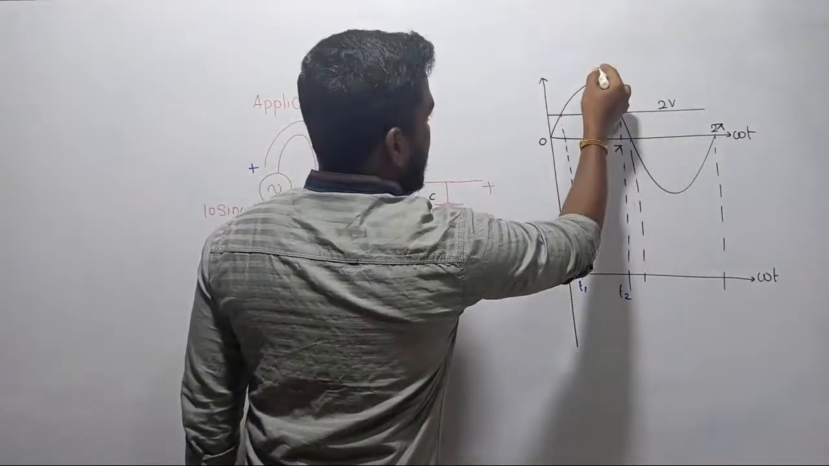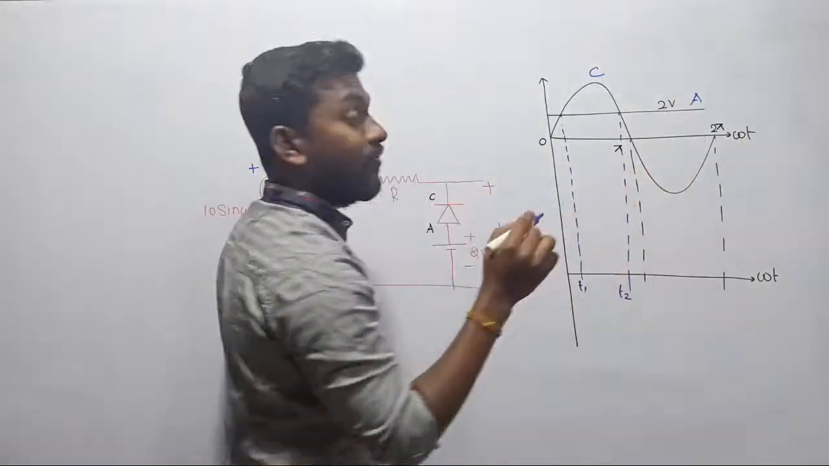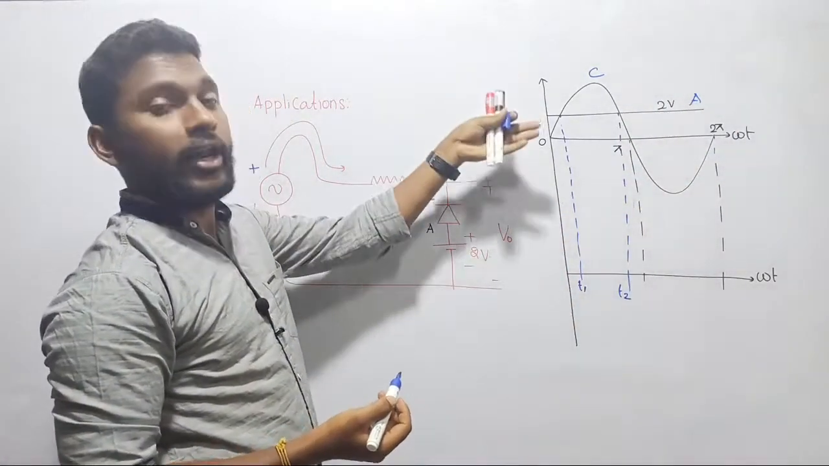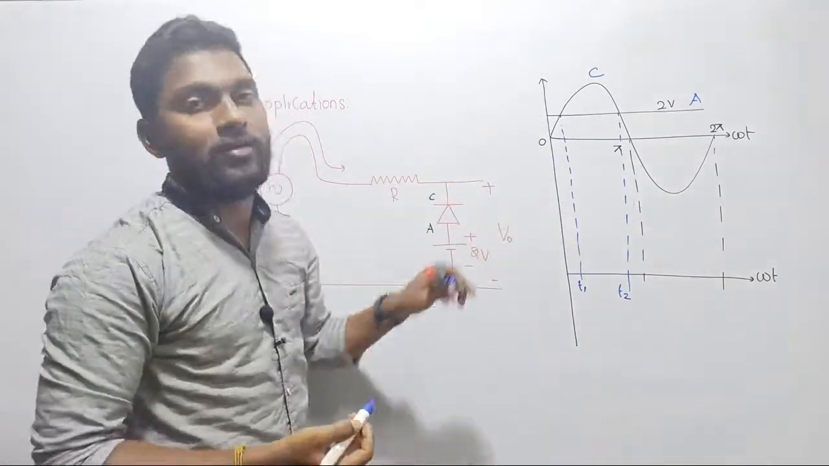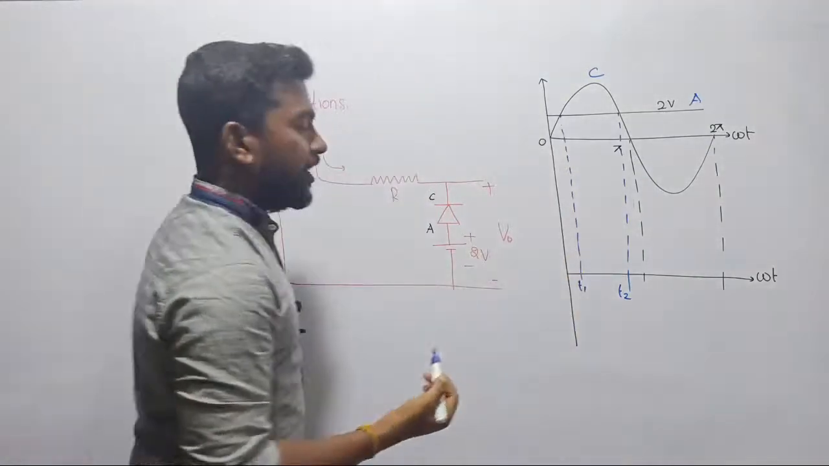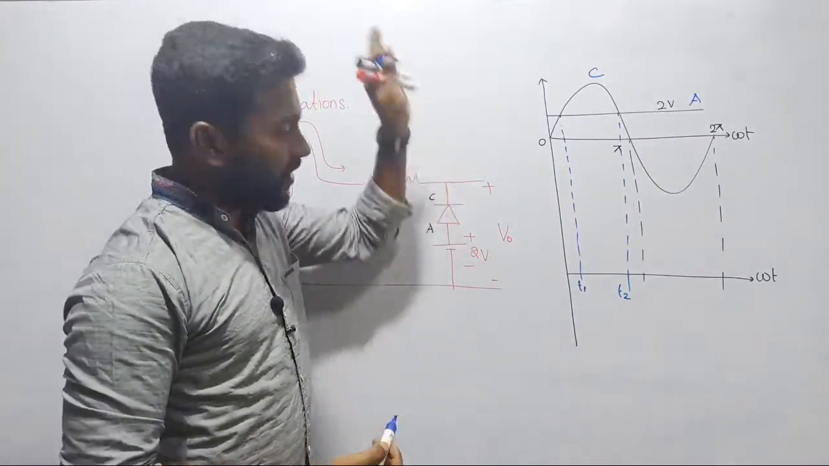The sinusoidal signal is connected with the cathode terminal. The battery is connected with the anode terminal. Your diode will turn on whenever the voltage at the anode becomes greater than the cathode voltage. That is the point where our diode will turn on. Now please tell me, from 0 to T1, whether your diode will turn on or not. My answer is your diode will turn on.